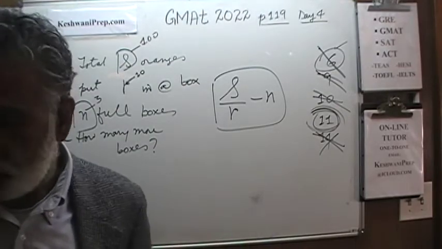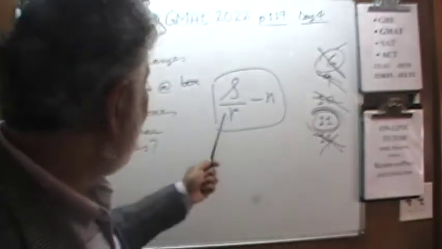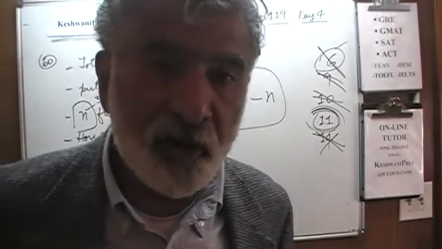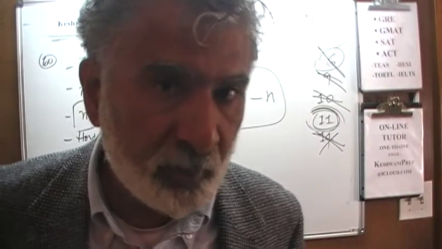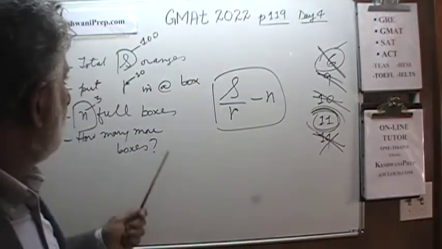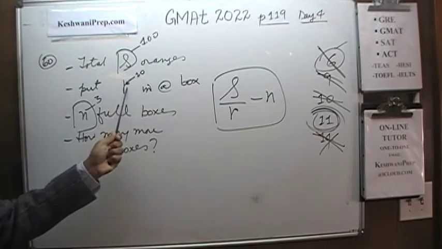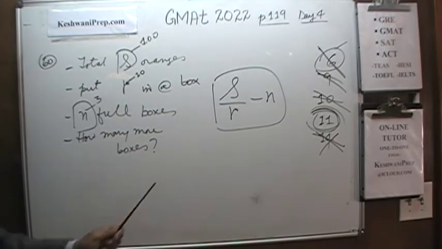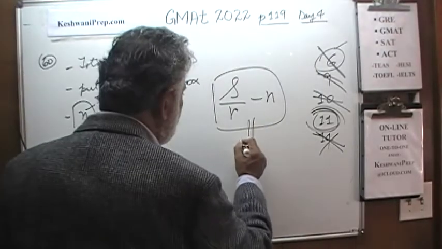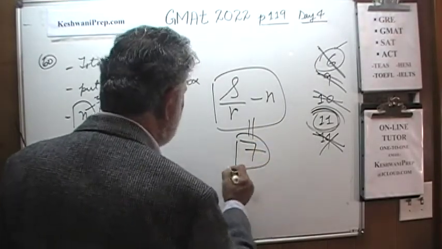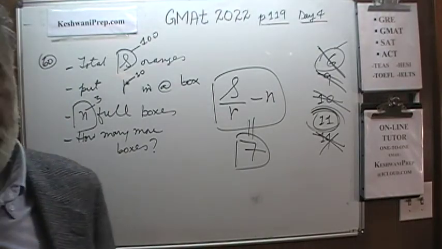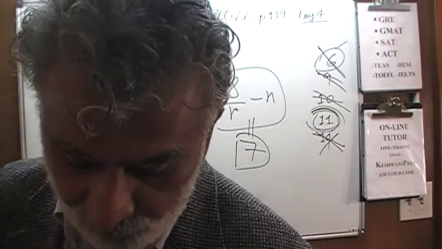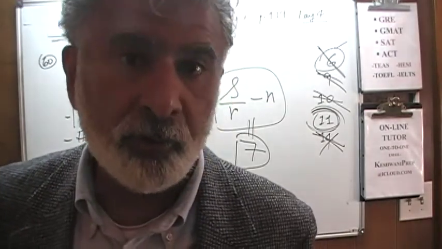Now, what I want you to do on your own, if you don't want to do it algebraically, is to go through every single answer twice. I'm not going to do it here. Wherever you see S, replace with 100, wherever you see R, replace with 10, wherever you see N, replace with 3, and keep on going until you find that this quantity equals 7. Because that's the answer. If you already filled up 3 boxes, we obviously have 7 more boxes to go because each box holds 10 oranges and we have a total of 100 oranges.